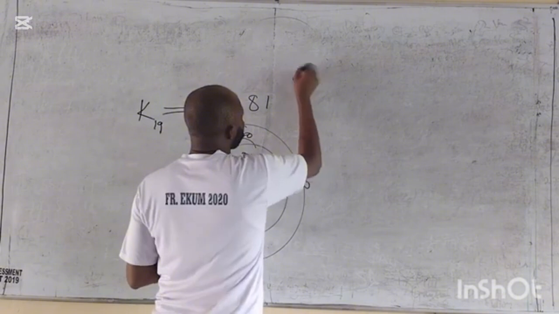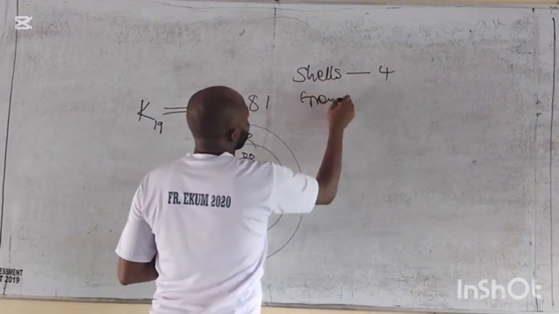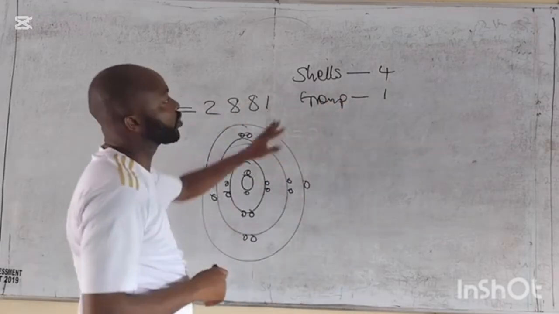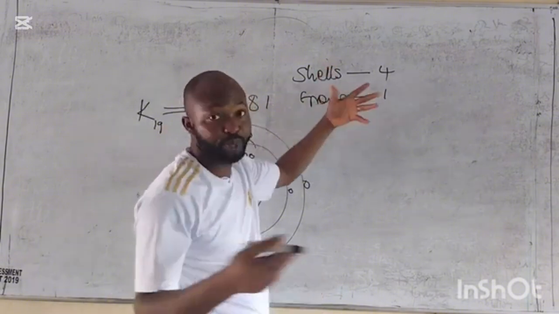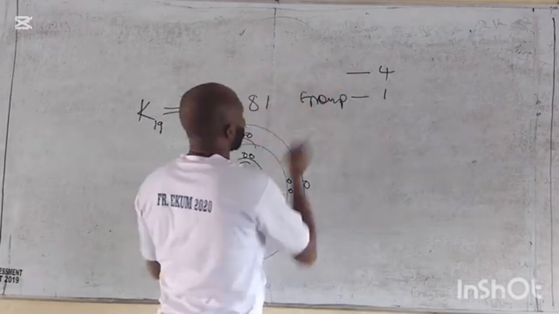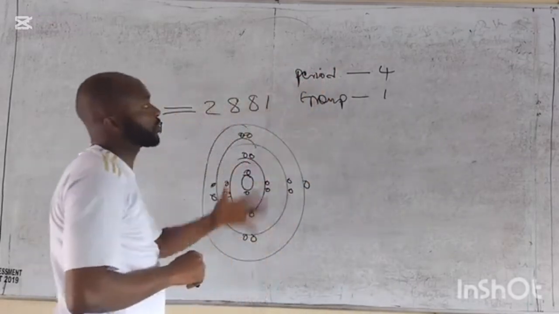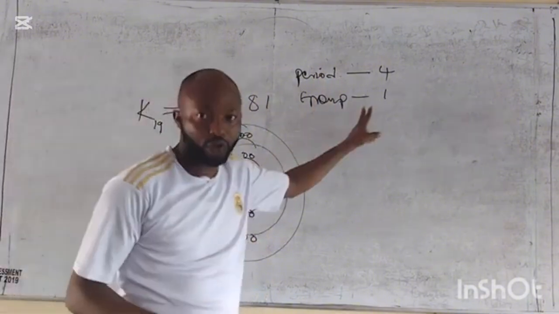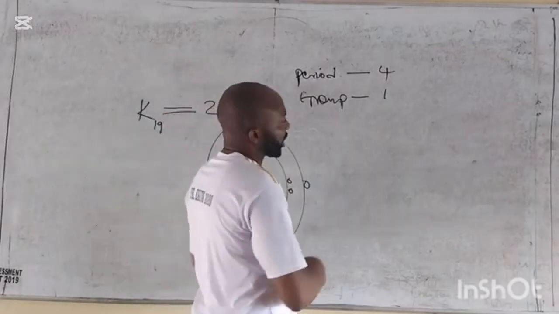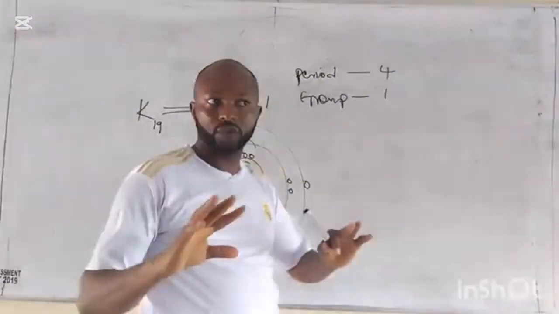It has 4 shells. Group: the number in the outermost shell is 1. Therefore, potassium belongs to group 1, period 4, because it has 4 shells. So that's potassium. So the valence state of potassium is +1. So if I want to determine the oxidation state in a potassium compound, that potassium has an oxidation state of +1. I don't need to go far.